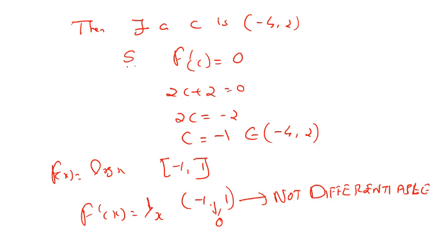Rolle's theorem means f of x is a function continuous on closed interval [a, b], differentiable in open interval (a, b), and f of a is equal to f of b. Then there exists a c in open interval (a, b) such that f dash c is equal to 0. So you have to find the value of c such that it is in between a and b.